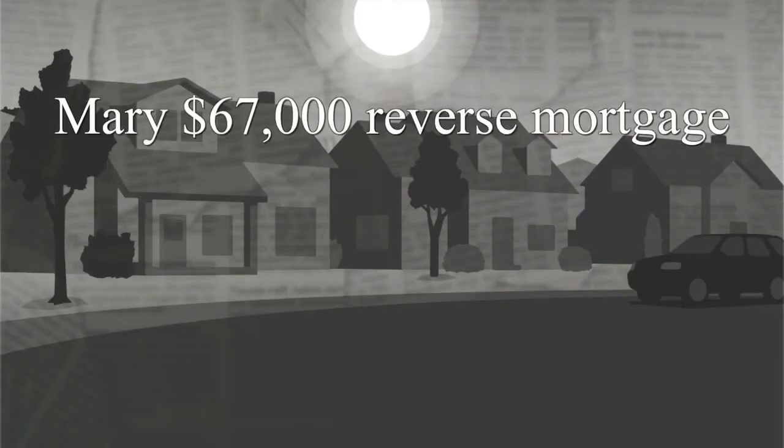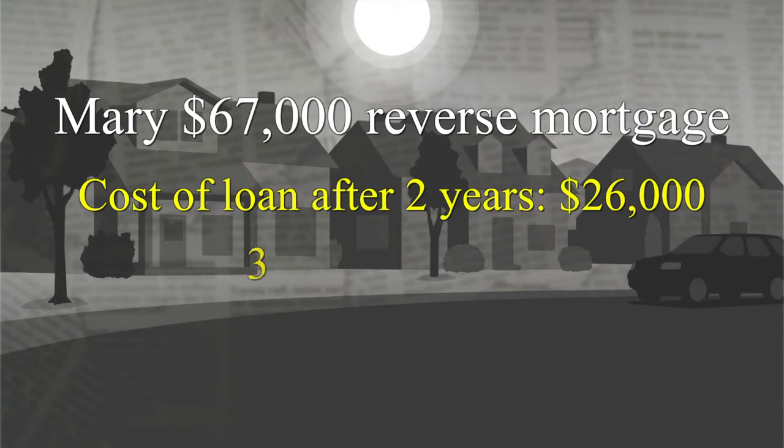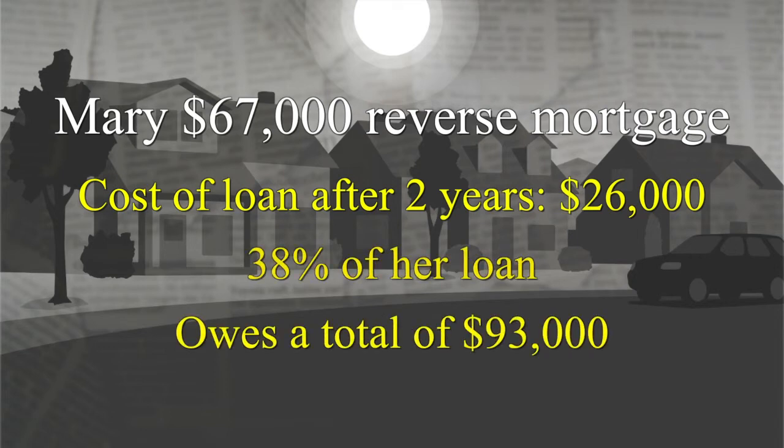What if Mary decides to move after 2 years of taking out her $67,000 reverse mortgage? At the end of 2 years, the total cost of the loan is about $26,000. That's 38% of her loan amount. She'll have to pay the $67,000 back too. Financially, she would have been better served not taking out the reverse mortgage.